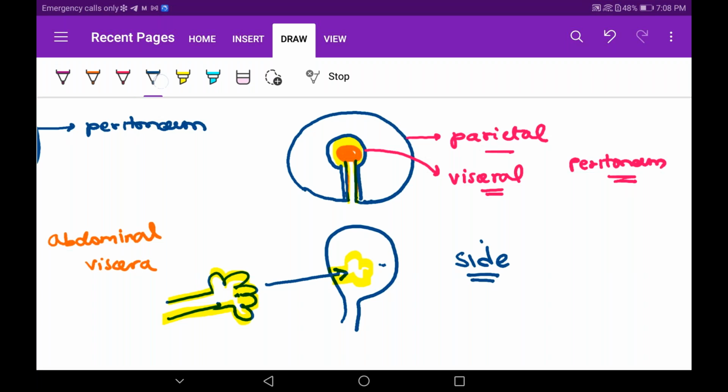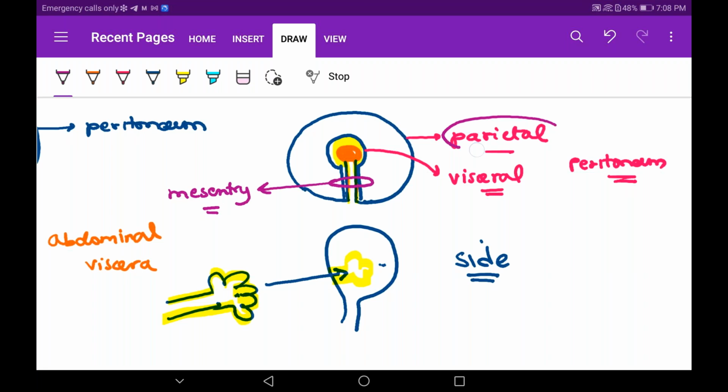Now, another thing we have to give a name to is the part of the peritoneum which is holding the viscera, which is hanging the viscera. We are giving it the name mesentery. Mesentery. Did you understand till here, everybody?